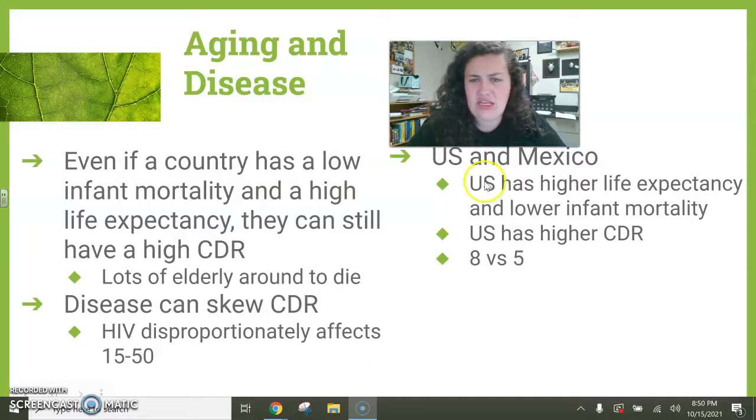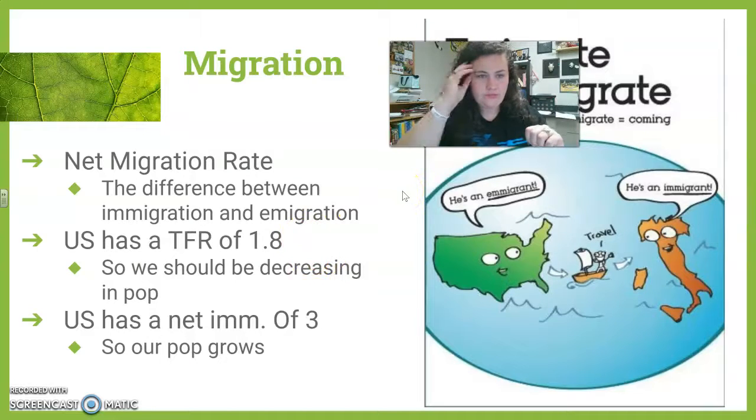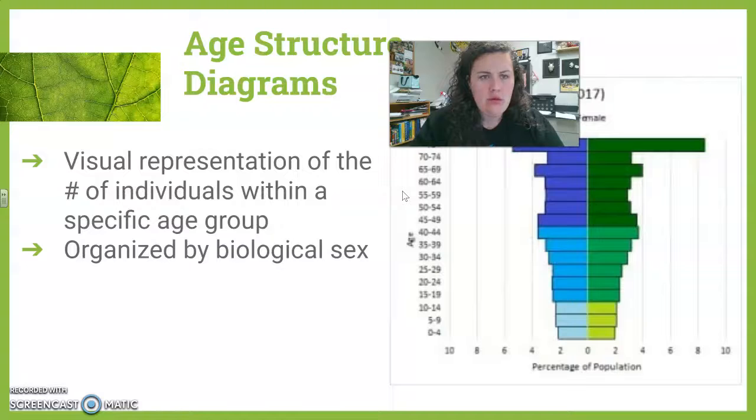Also, you can see over here in the US and Mexico, we have a higher life expectancy and a lower infant mortality rate, but we have a much higher death rate than Mexico. And it's just because we have a lot more old people around to die. Okay, so the US has a crude death rate of 8 per 1,000 and Mexico has 5. It's just because we have a much higher population of old people. So statistically, our numbers are going to look worse. So all of this is very much a grain of salt.